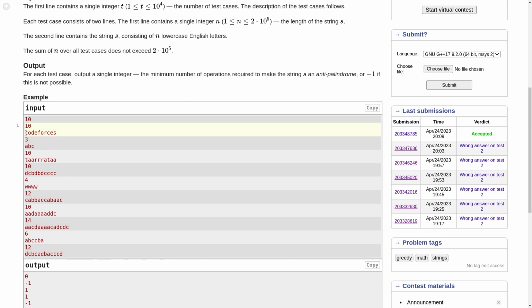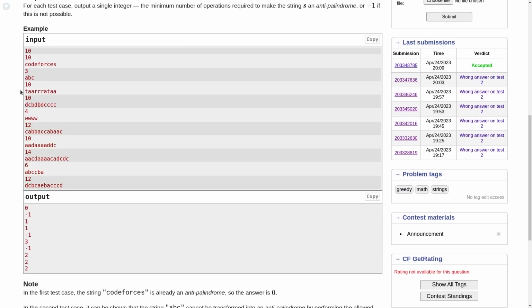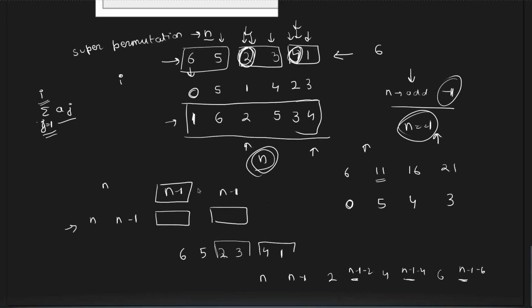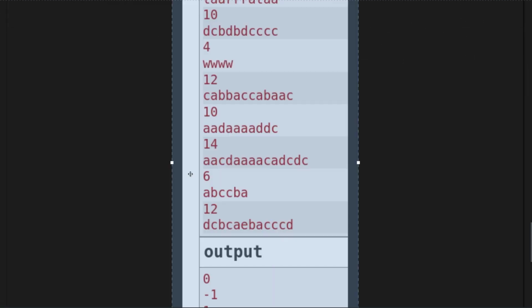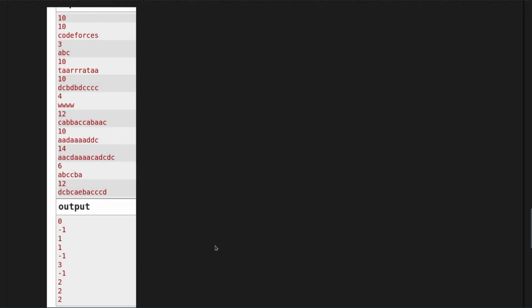It says that a string is called an anti-palindrome if for every index i, s of i is not equal to s of n minus i plus 1. Let me just show you with an example. We are going to discuss the third test case here. The third test case is T A R R R A T A.